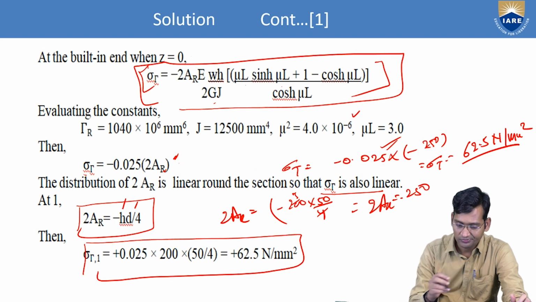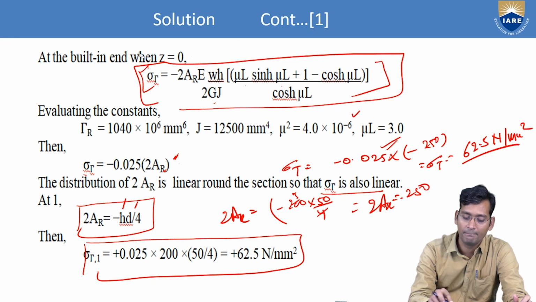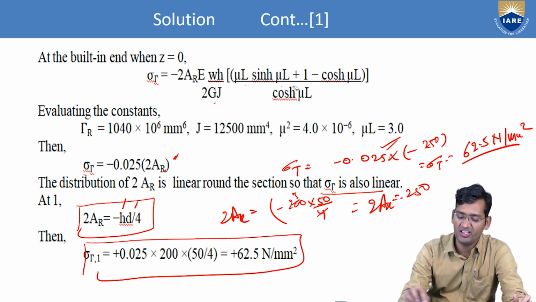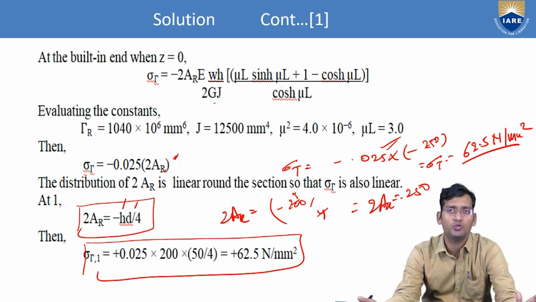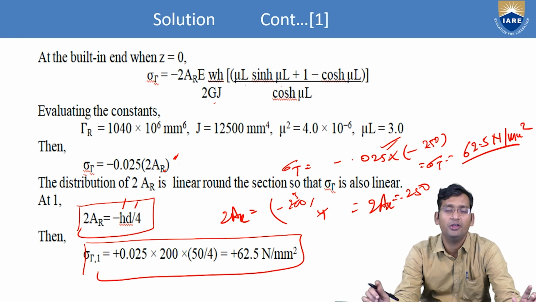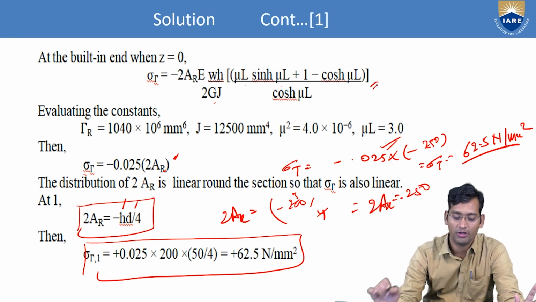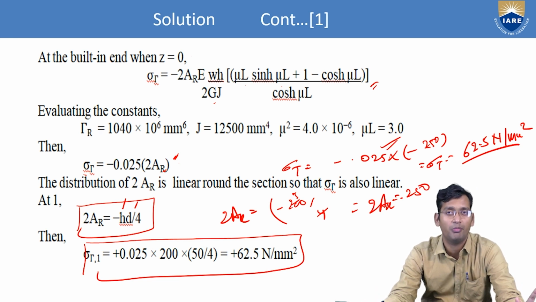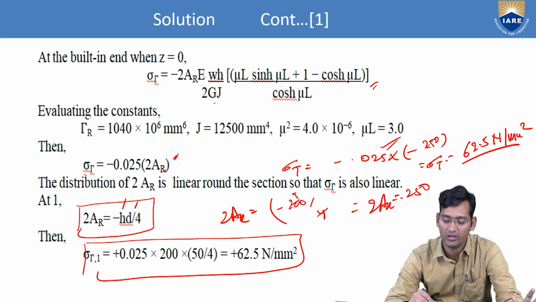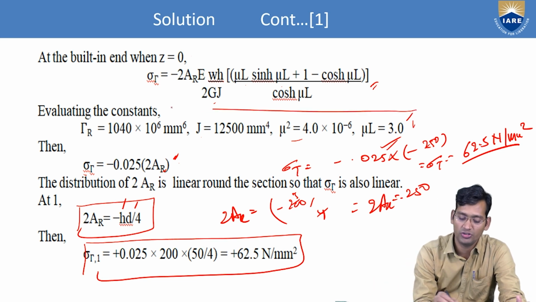So just here. At the built-in end, when z is 0, then sigma tau is what? Minus 2ARE wh by 2gj into mu l sin mu l plus 1 minus cos mu l cos h mu l by cos h mu l. So now this we got. Now in this only we have to substitute where tau r is 1040 into 10 to the power 6 mm6, Z as 12500 mm power 4, mu square as 4 into 10 to the power minus 6, mu l is 3. Just substitute these values here.